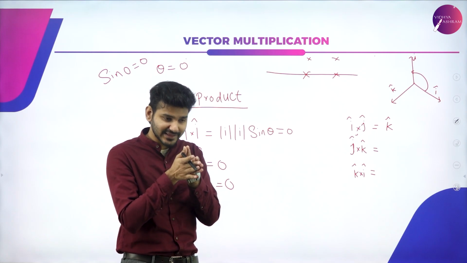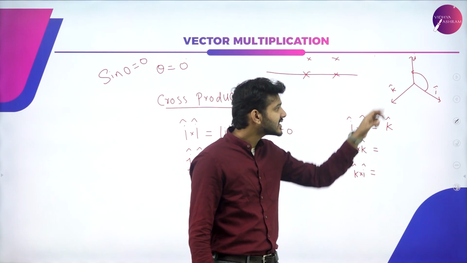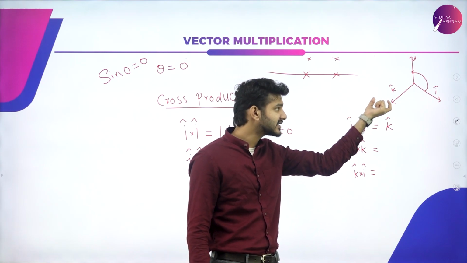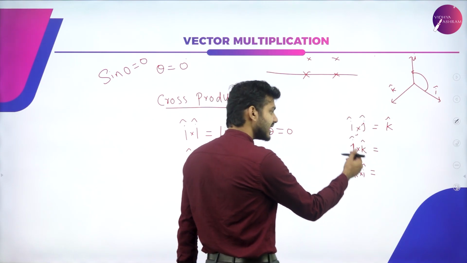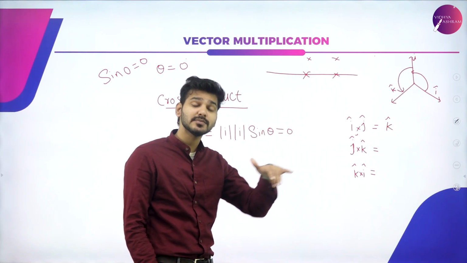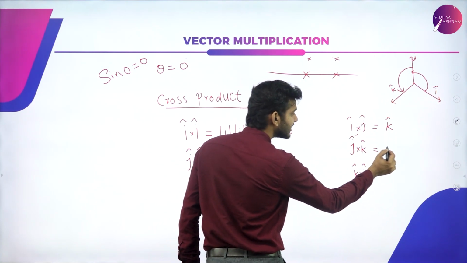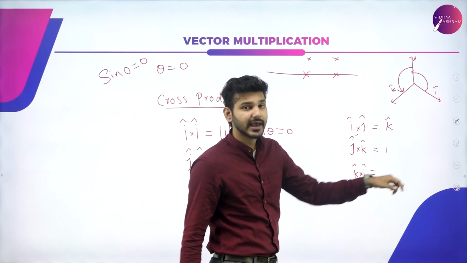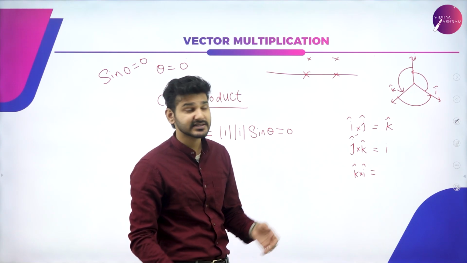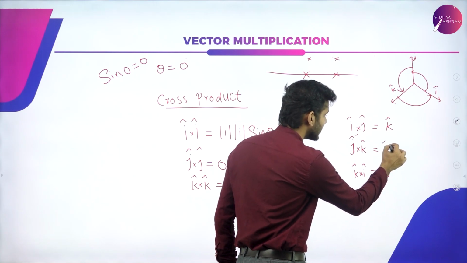I will discuss that, but that itself requires an entire class. So I'll discuss that later. For now, just remember that I cross J will give you the next mutually perpendicular axis. In this case, it is K. In the same way, if J cross K is taken, it will give you the next mutually perpendicular axis. Here it is I. So J cross K will give you I, and K cross I will give you the next mutually perpendicular axis. In this case, it is J. So it will give you unit vector J.